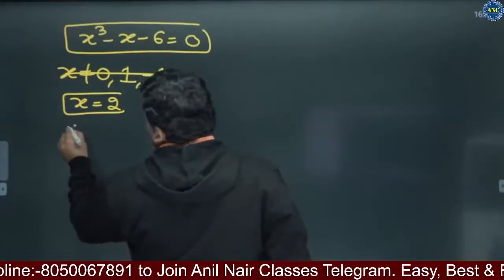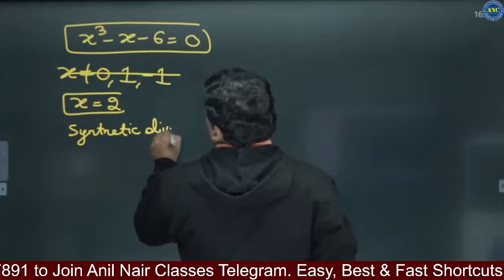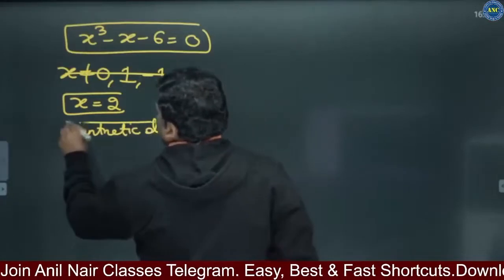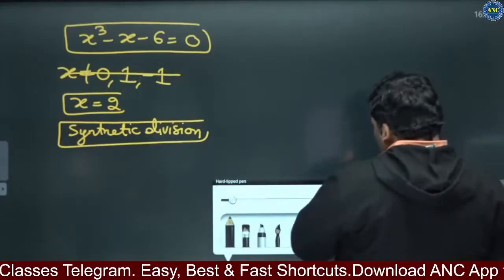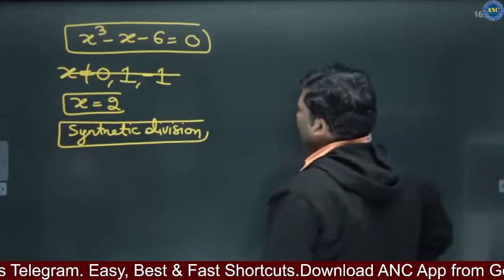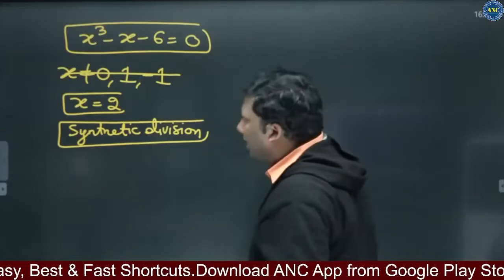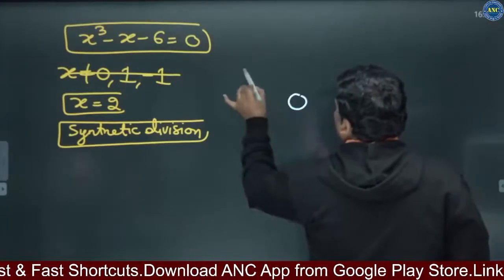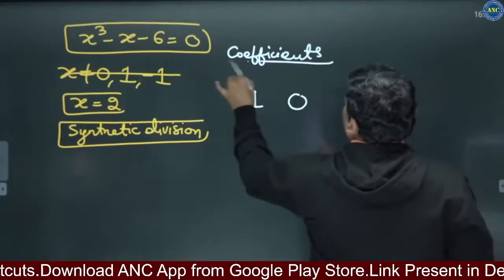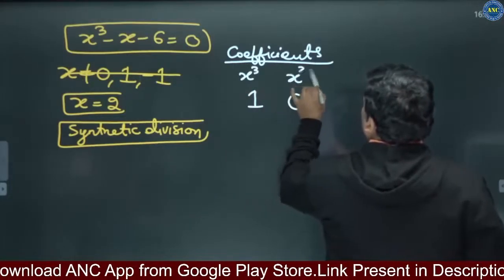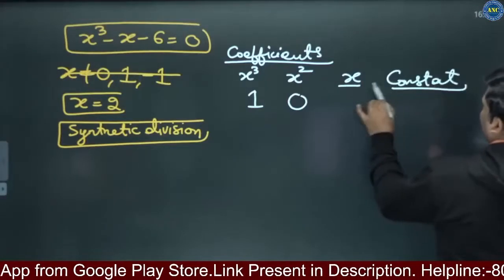That means we can use synthetic division. Synthetic division is a process where you can save division time. How can you save the division time? We will see here. Write down the coefficients. The coefficient of x cubed is 1, x squared is not there, and these are x and the constant. If something is missing, write down 0.